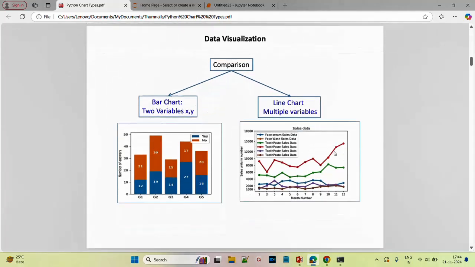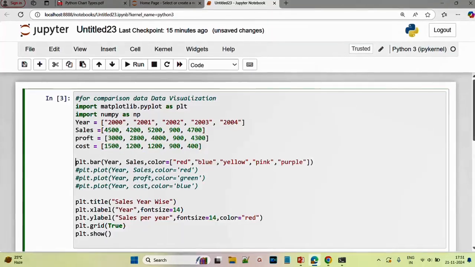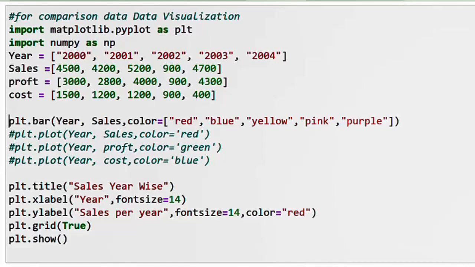In comparison, suppose you have sales for multiple years and you want to present the sales year-wise, just to find out in which year the sales increased or decreased. If there are only two parameters, then you can choose the bar chart. If there are multiple parameters, meaning including the sales you also want to find out the cost, the profit and the manpower, then you can use the line chart. Now we check the practical with this program.